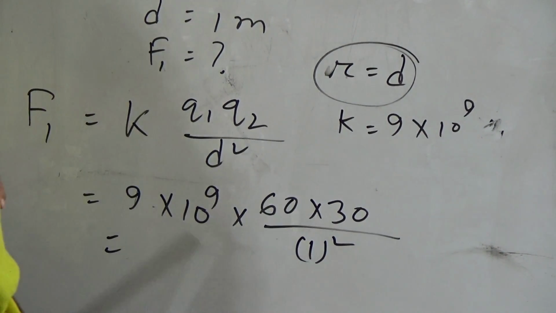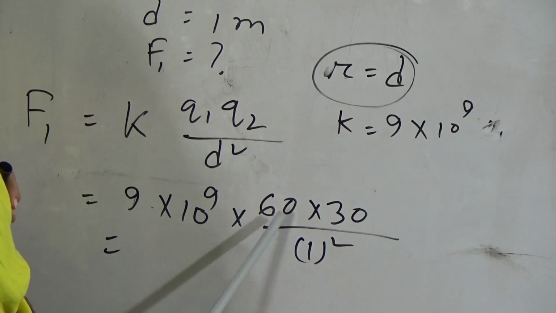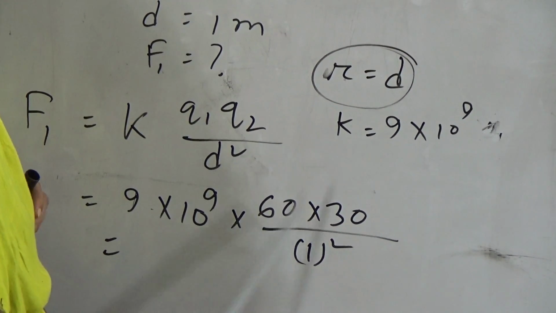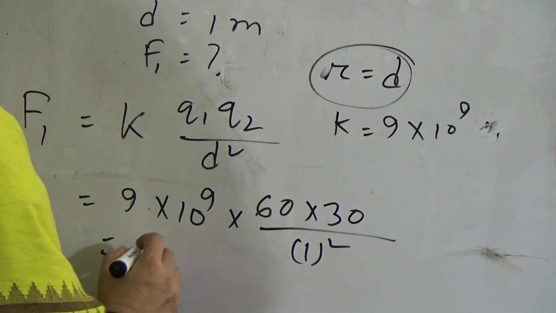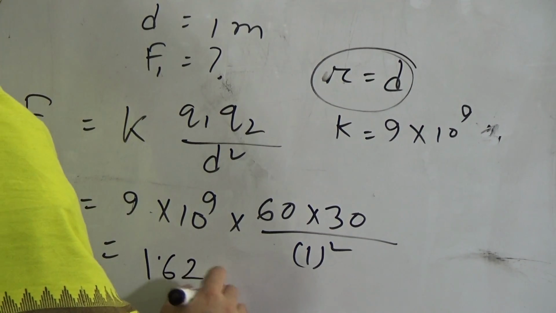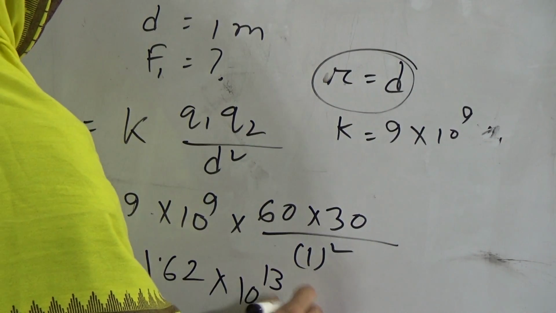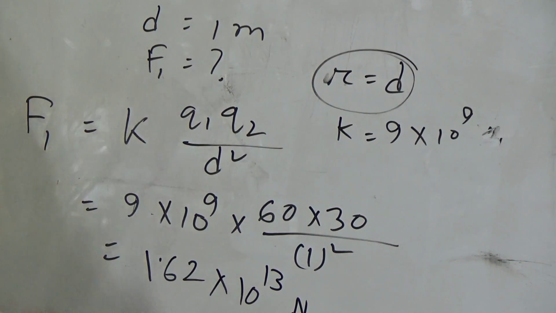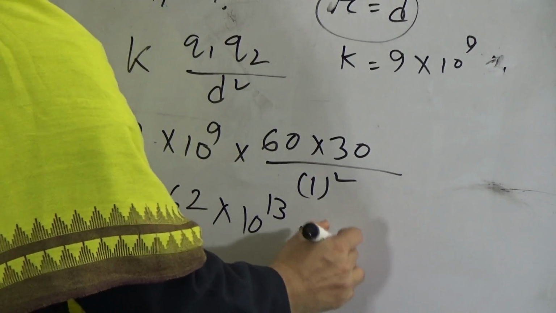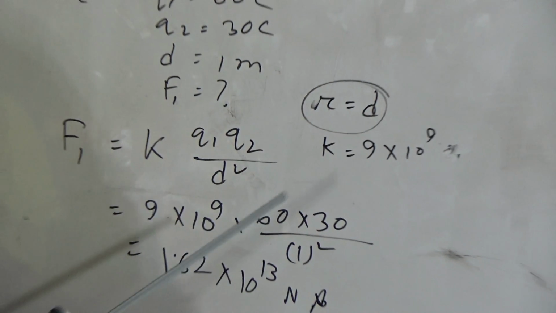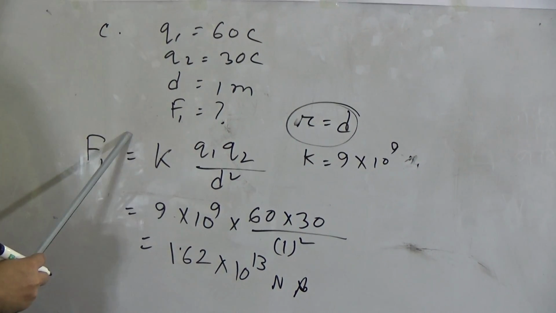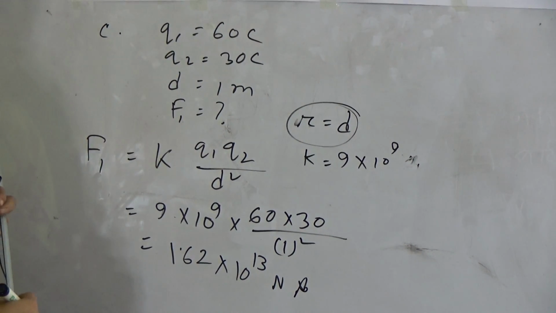Now doing this calculation, 9 into 10 to the power 9 into 60 into 30 divided by 1 whole square, that means it will be 1.62 into 10 to the power 13 Newton. The unit of force is Newton. So this is the answer of question number C. My dear students, I hope all of you have understood this mathematical problem.